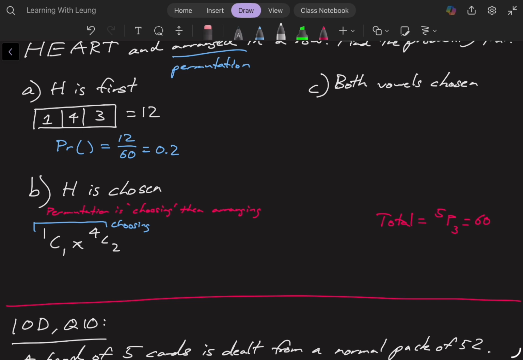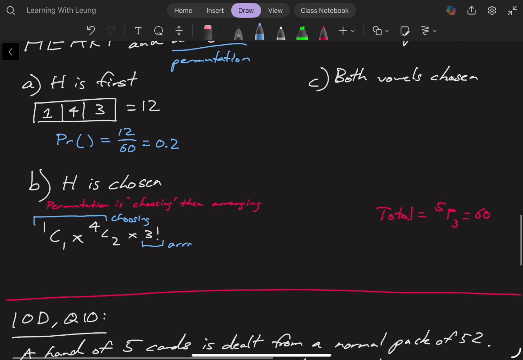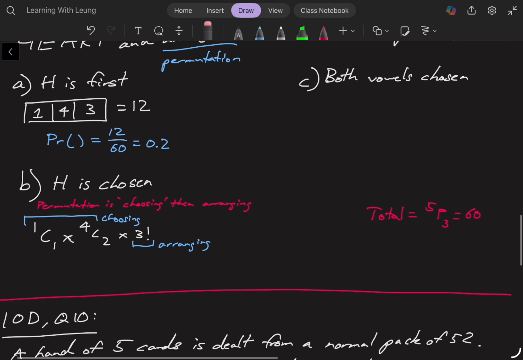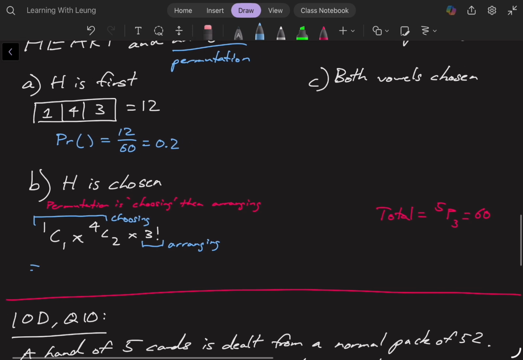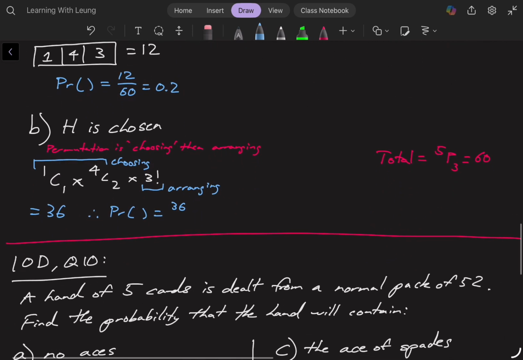But I don't just need to choose them. What else do I need to do? I need to arrange them. And how many ways are there of arranging three letters? There's exactly 3 factorial ways of arranging 3 letters. So this bit here is arranging. So this is then equal to, sorry, I should stay consistent with my colors. This is equal to 3 factorial times 6, which is 36. So our probability, again, I'll be a bit lazy with my notation, 36 over 60, which is 0.6.